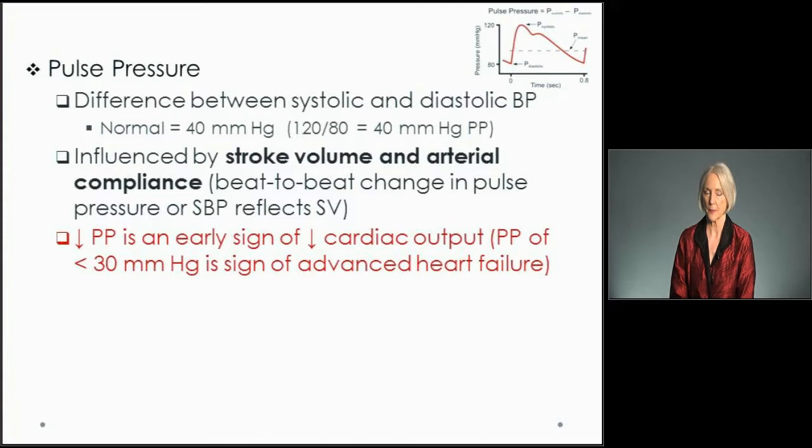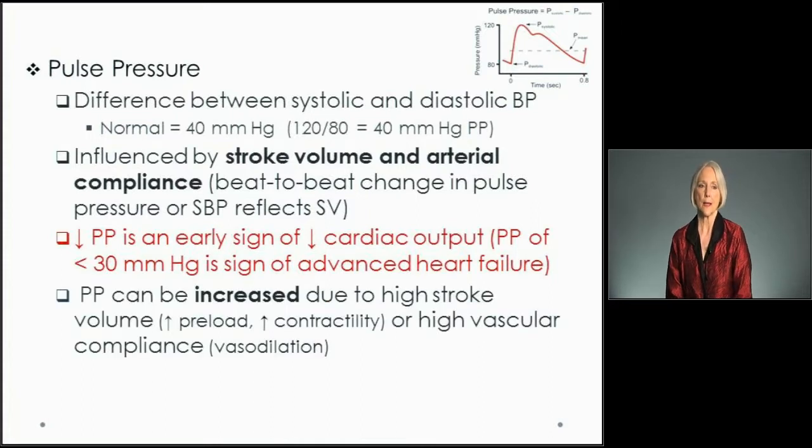And we said 40 millimeters is a normal pulse pressure. When it's less than 30, that's a pretty advanced sign of heart failure. Keep in mind that the pulse pressure, and again, I'm going to use my hands to illustrate this, systolic and diastolic blood pressure. Pulse pressure can increase either because systolic goes up, and causes of that could be an increase in preload, an increase in contractility, or pulse pressure can increase when the diastolic drops, and that would be because of vasodilation, as in sepsis, for example.